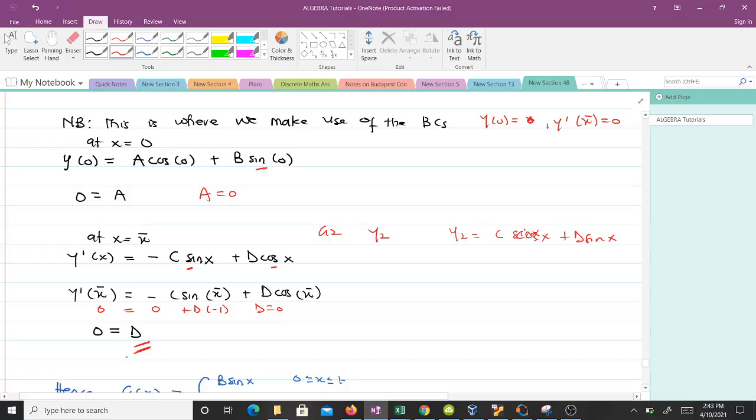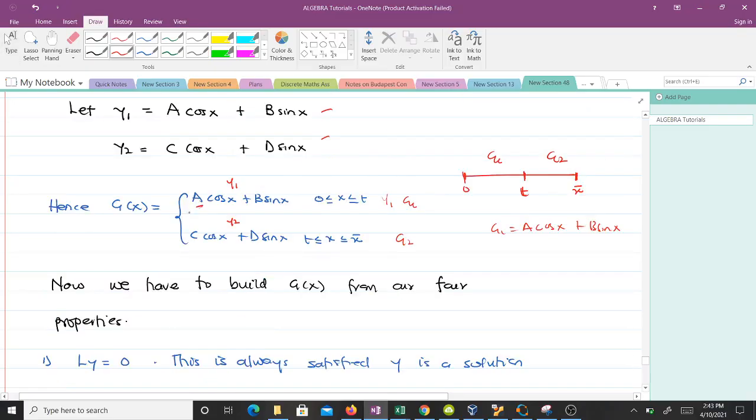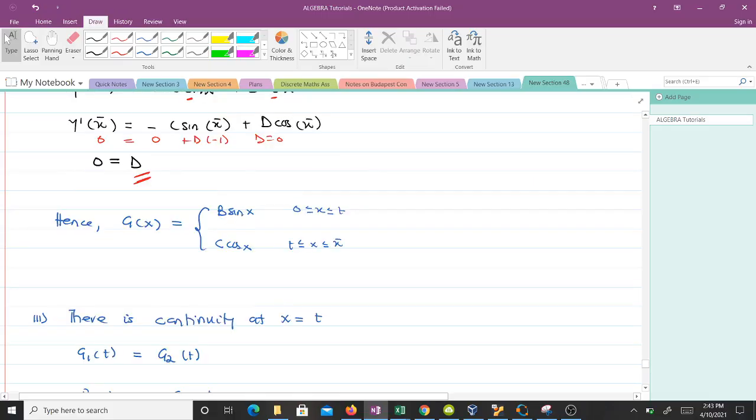So that means we had a to be 0 and d to be 0. So we will come here. Wherever you find a, we put 0 there, and wherever you find d, we put 0 there. That will give us this. So after applying the second property, our Green's function has been reduced to this form. Then we still have to build on it with the other two properties left.